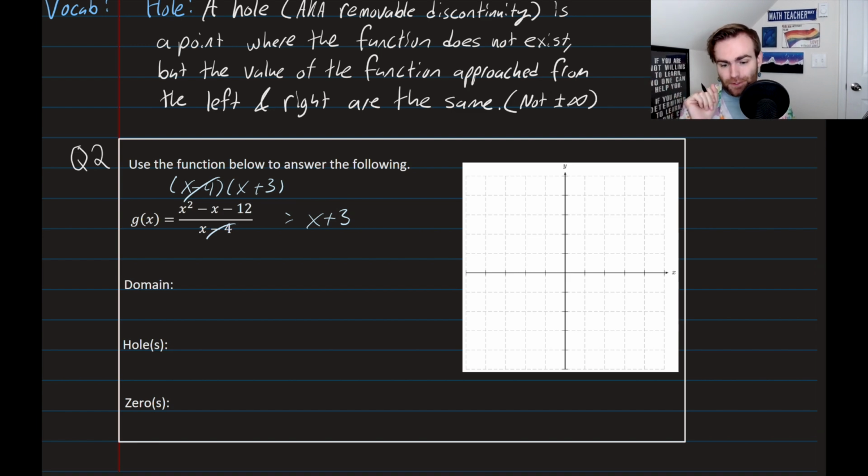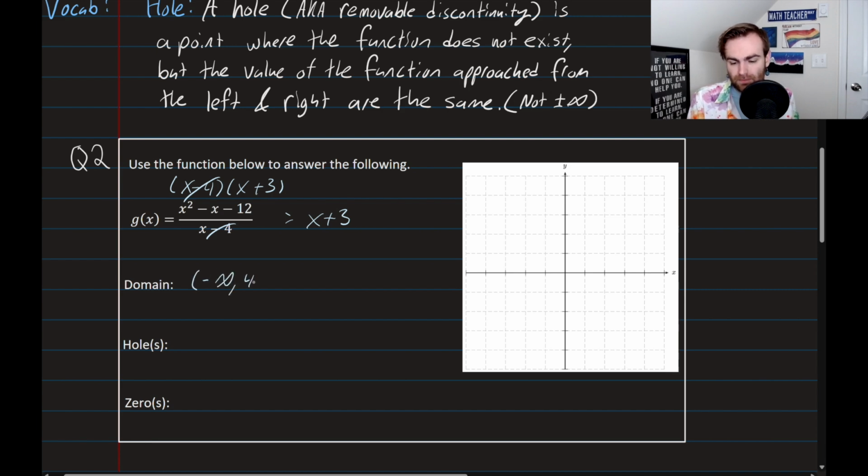But there's a catch. 4, which made the numerator 0 and the denominator 0 to begin with, isn't actually in the domain. So our domain is everything but 4. So -infinity to 4, and then 4 to infinity. Our hole is going to happen at this 4.